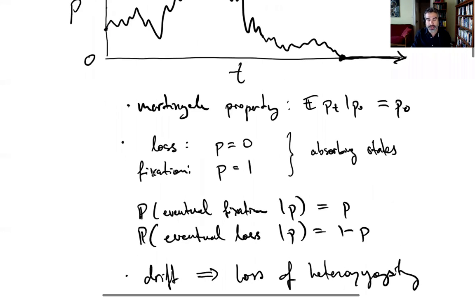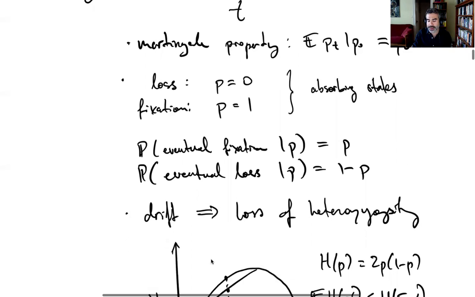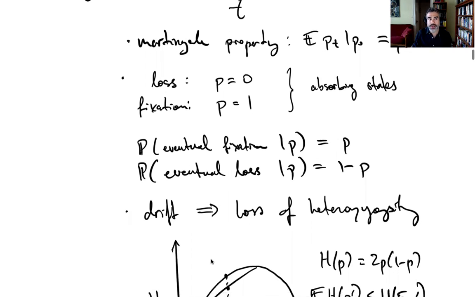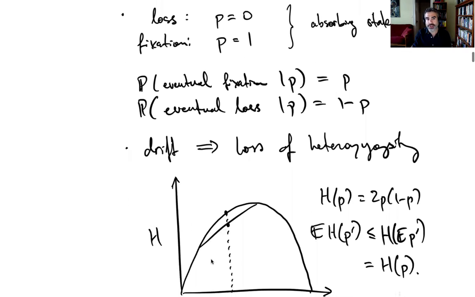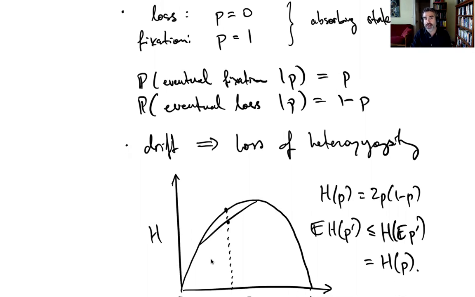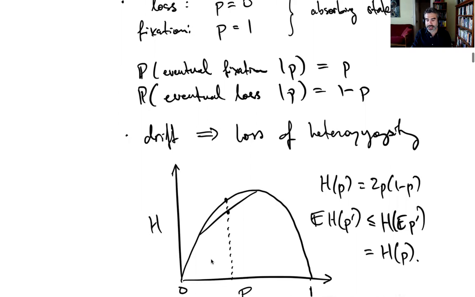So genetic drift acts to remove heterozygosity over time. Another way to think about this is that heterozygosity, h, is a concave function of allele frequency p. So the expected heterozygosity after some time or after some drift is always less than the heterozygosity of the expected allele frequency, which stays put.